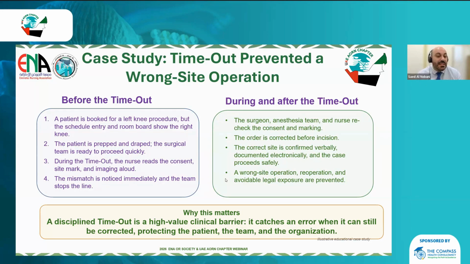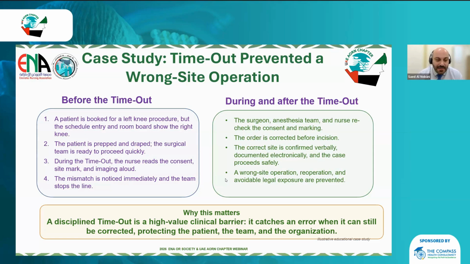During the timeout, the nurse reads the consent, site mark, and imaging aloud. The mismatch is noticed immediately and the team stops the line. During and after the timeout, the surgeon, the anesthesia team, and the nurse recheck the consent and marking. The order is corrected before incision. The correct side is confirmed verbally, documented electronically, and the case proceeds safely. A wrong-site operation, reoperation, and avoidable legal exposure are prevented. So here is what we have before, during, and after.